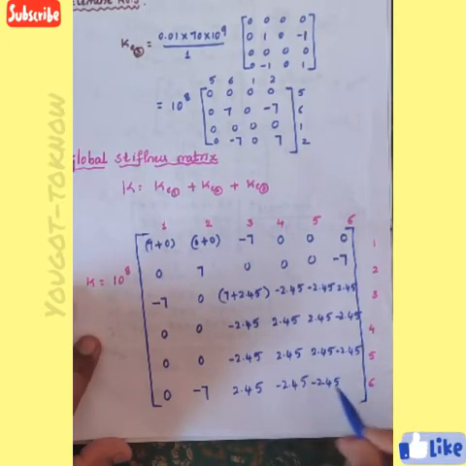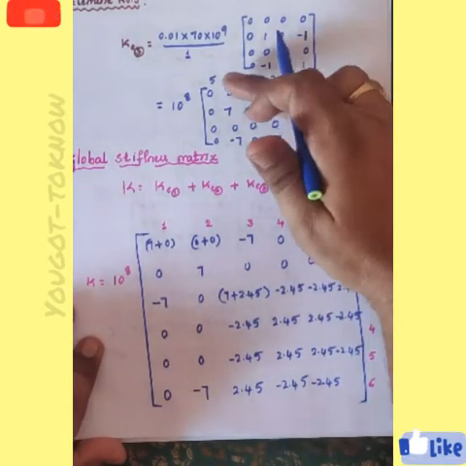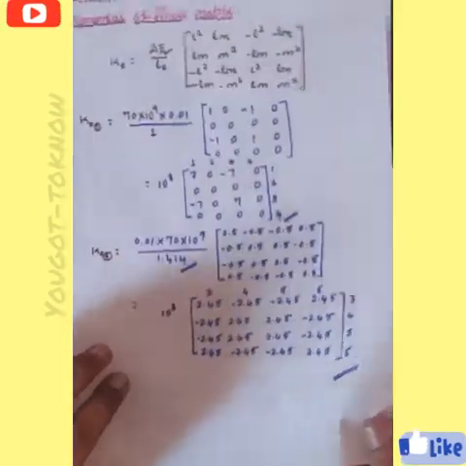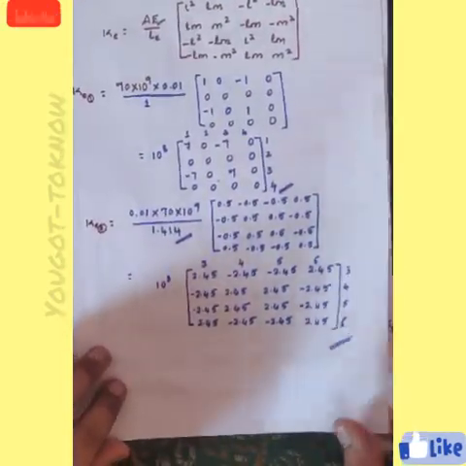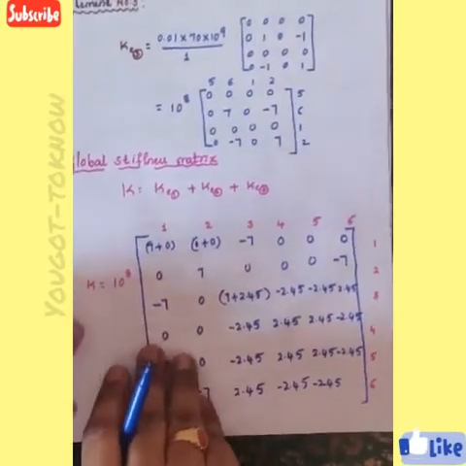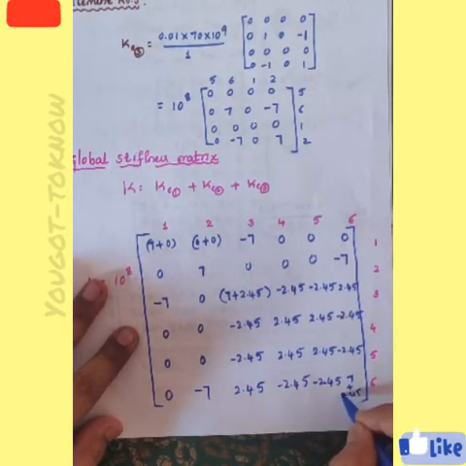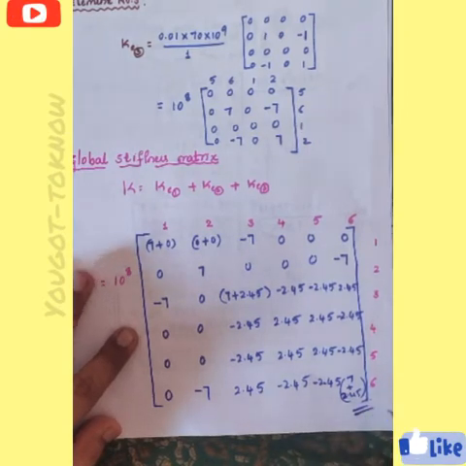The only value left is 6 6. If you check it, 6 6 is 7 here. Then 6 6 here is 2.45. So 7 plus 2.45. Now this is called formulation of the global stiffness matrix.